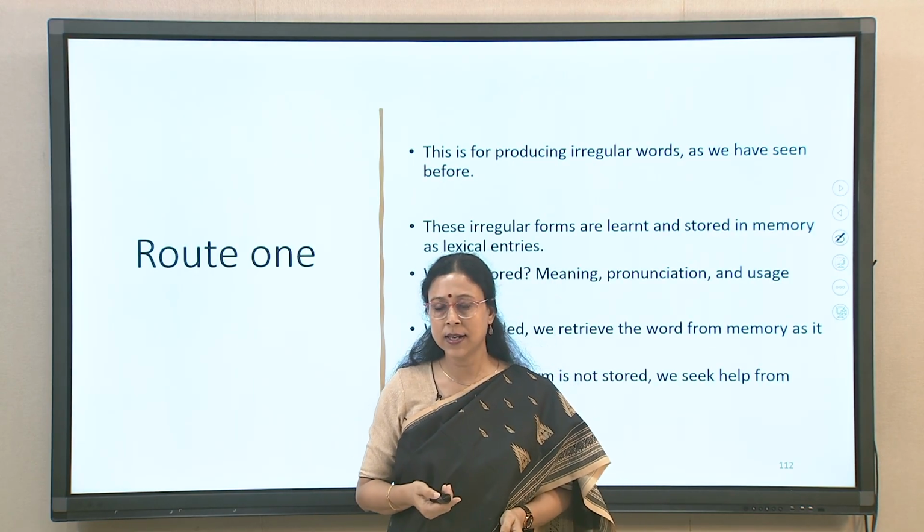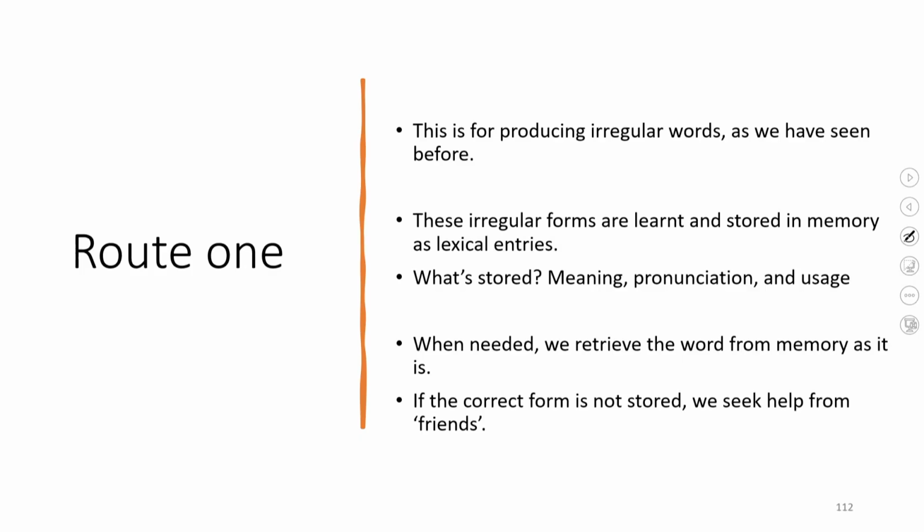Now, root 1, let us look at it a little bit more in detail. Root 1 is for producing the irregular words, because we have already seen irregular words. For example, walk becomes walked, but go does not become goed, it becomes went. So, these are irregular words in the English language, and on the basis of these we had a detailed discussion on the past tense debate in English. So, this is what we are getting back to, producing irregular words which are part of root 1.